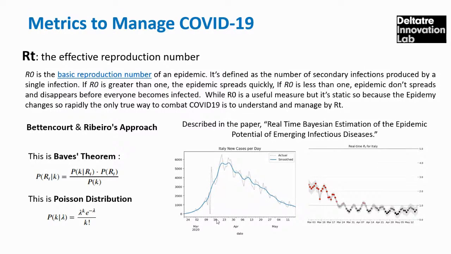So with this notebook, we implement a calculation of these metrics. In particular, we use Bayes' theorem and the Poisson distribution in order to build a forecasting model of this reproduction number.